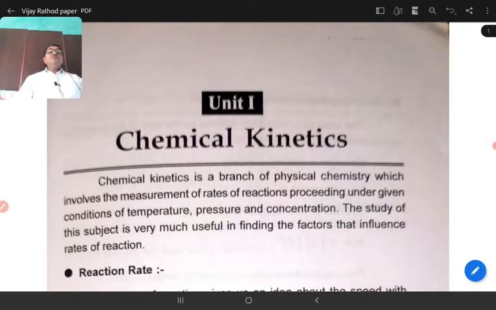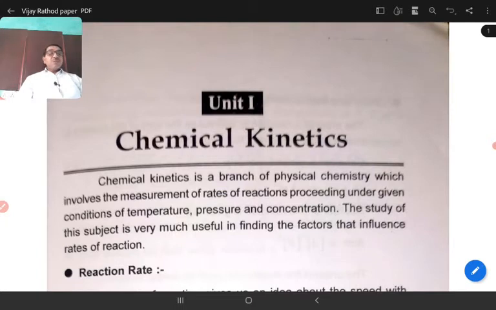This paper contains 2 sections, that is the physical section, which is section A, and the inorganic section, which is section B. Section A consists of 4 topics or units, namely chemical kinetics, electrochemistry first, electrochemistry second, and photochemistry. And section B contains 2 topics: chemistry of non-transition elements and chemistry of halogen compounds.